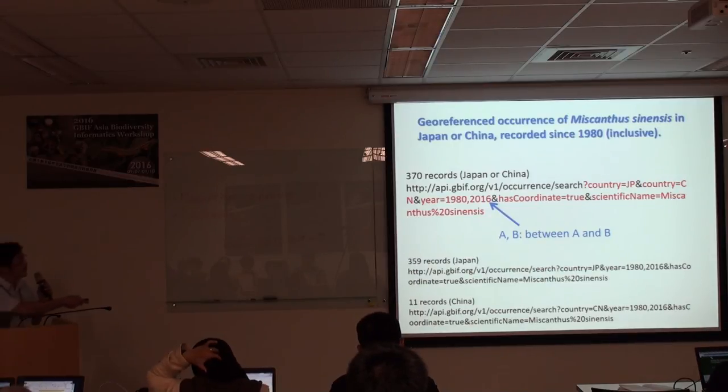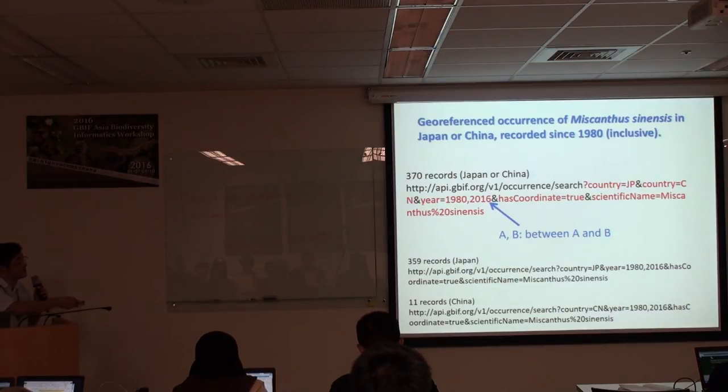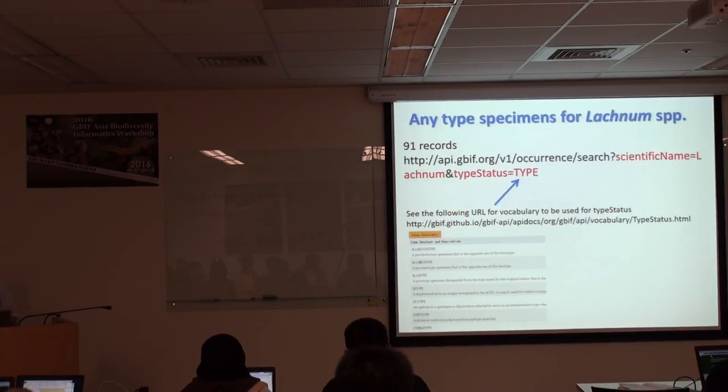So if you use JP only, Japan, then that will give you 359 records. And if you delete Japan, then in that case, China gives 11 records. So just compare these things, and you can see the difference between them.